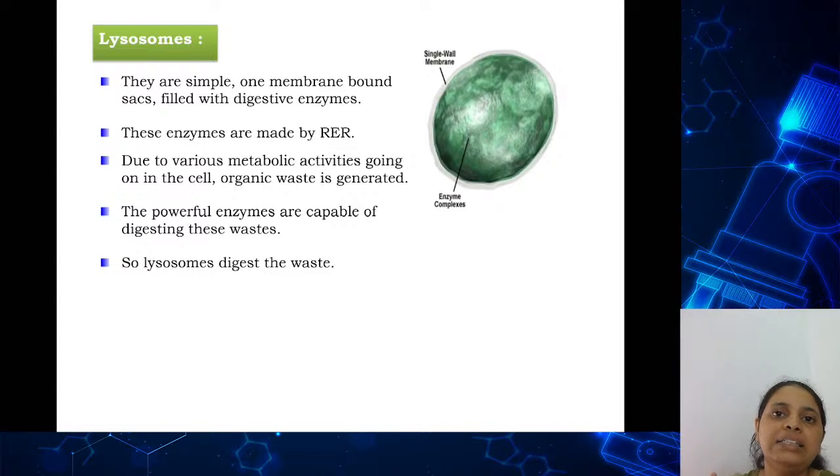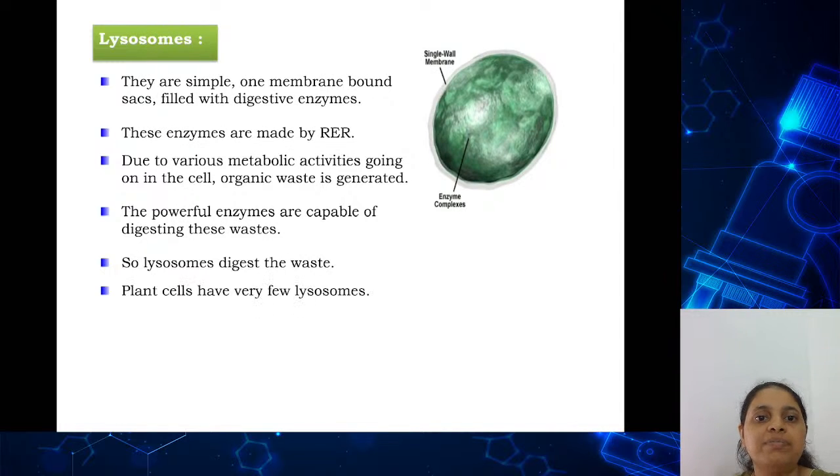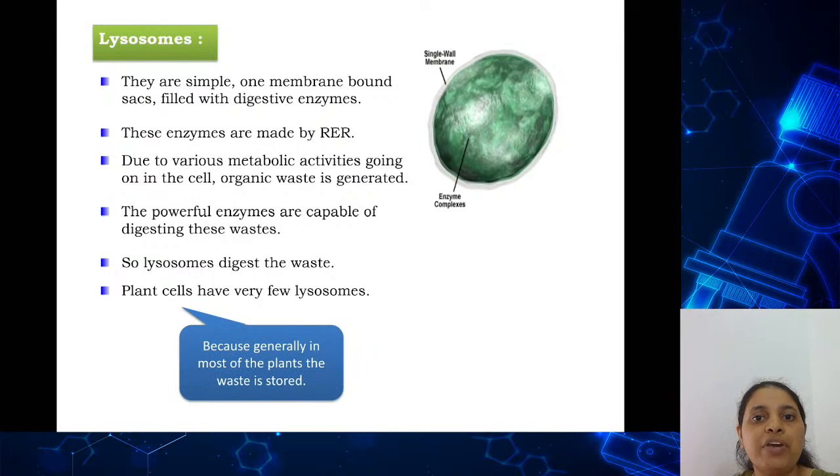Now when we compare plants and animals, animals do not store waste in their bodies, and that is why they need lysosomes in more number. Whereas in plant cells, waste materials are commonly stored in structures like vacuoles, and that is why plant cells have very few lysosomes. See the reason here why plants have very few lysosomes? Because generally in most plants the waste is stored in structures like vacuoles, and that is why they do not need the digestive cell organelles here, right?